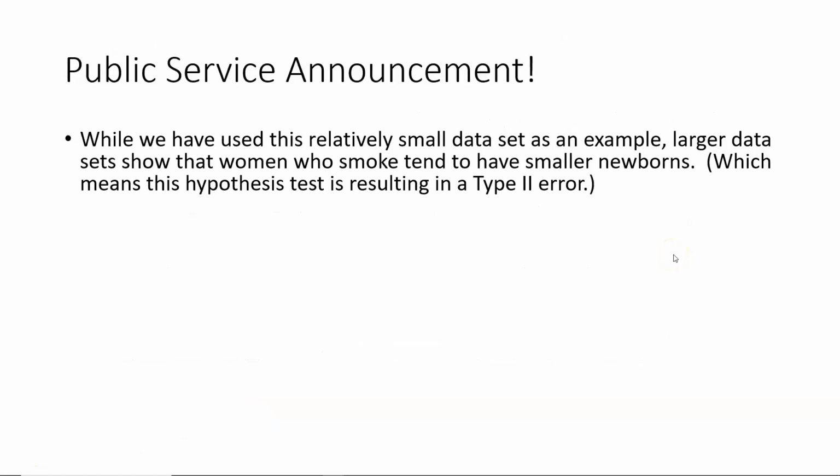Now, although I have completed our hypothesis test example, I do need to make a couple of comments about the results that we just saw. While we have used this relatively small data set as an example, larger data sets show that women who smoke tend to have smaller newborns. In other words, the hypothesis test that we just completed resulted in a type 2 error.